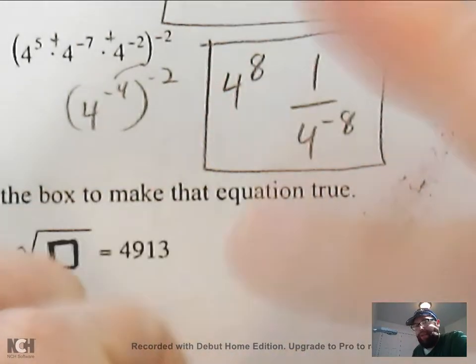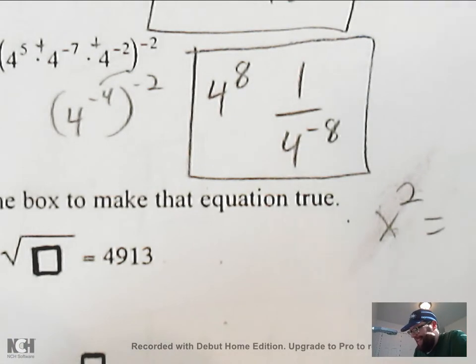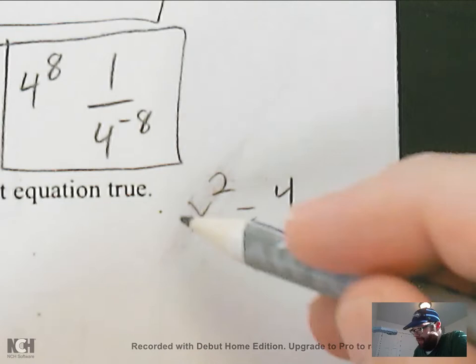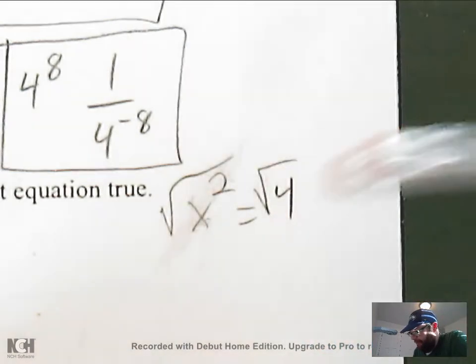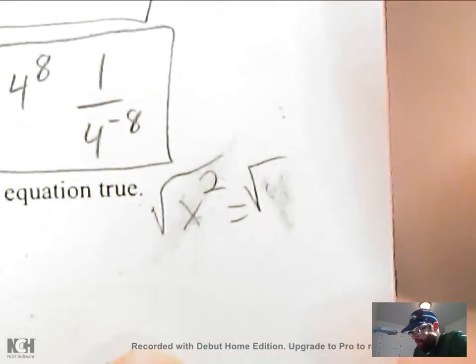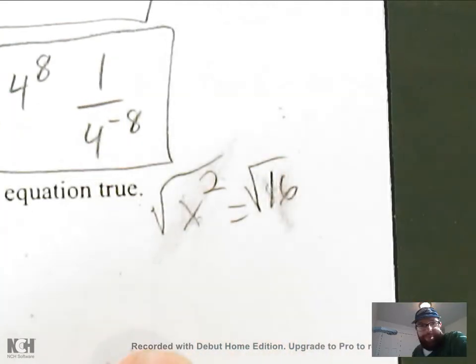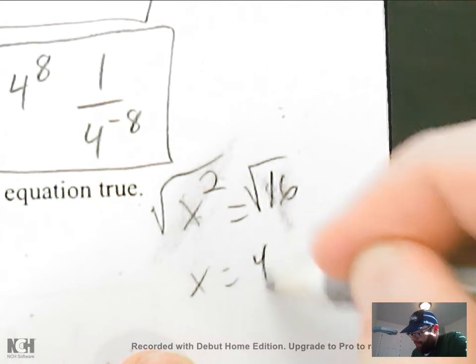Well, I just gave you the answer. But let's say I have x squared equals 4, right? So to solve that, we had to square root both sides, right? And actually, it should be 16. That's where the 16 should have gone. Okay. So we had to square root both sides. So that gave me x is equal to 4, right?